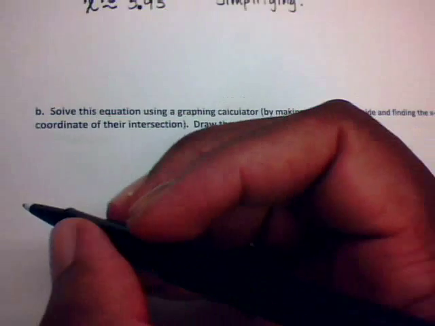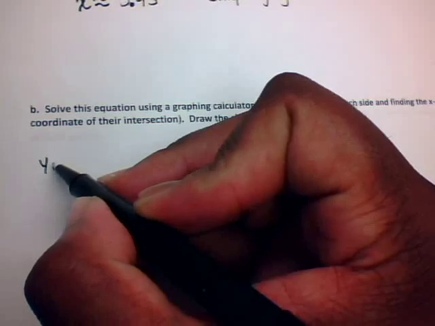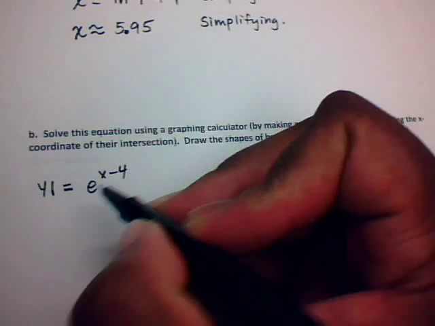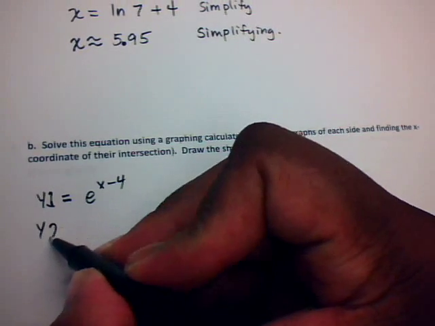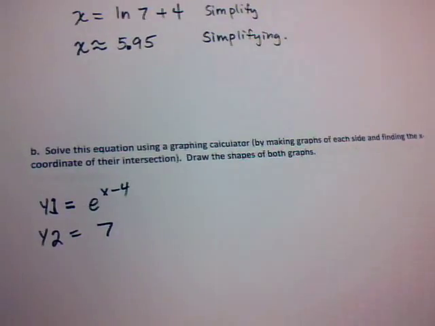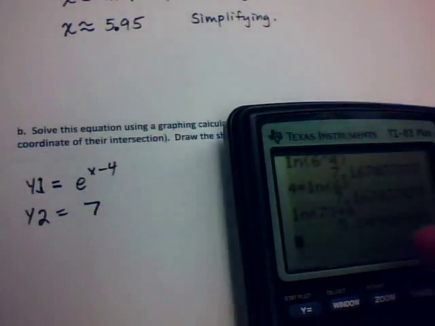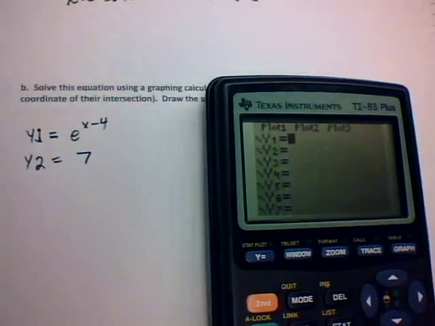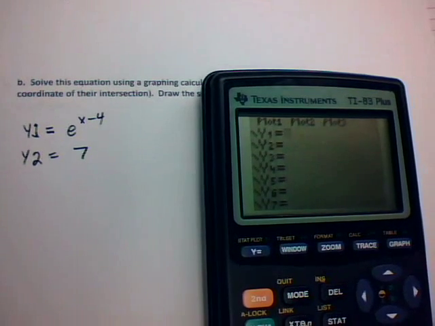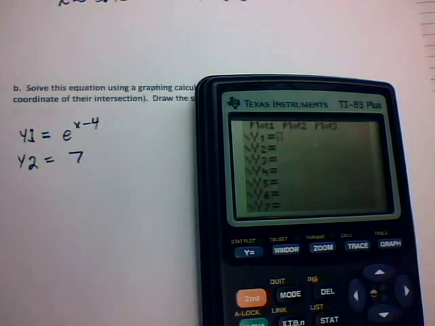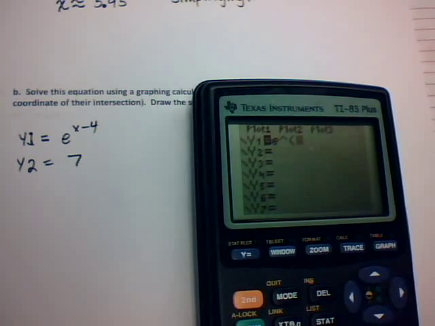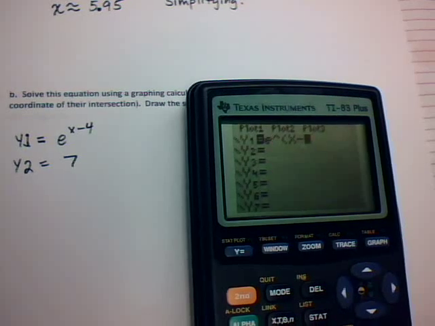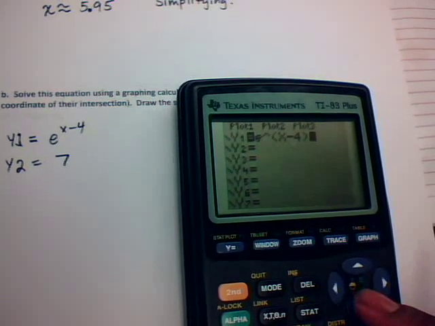So here, y1 will be the left side of the equation, e to the x minus 4. y2 will be the right side of the equation, which is 7. So here, we're going to press y equal. Let's clear this equation out. y1 will be your e to the x minus 4. For e to the x, you press second and ln. And then your exponent is x minus 4, so you hit the x variable key for your x minus 4, close parentheses.